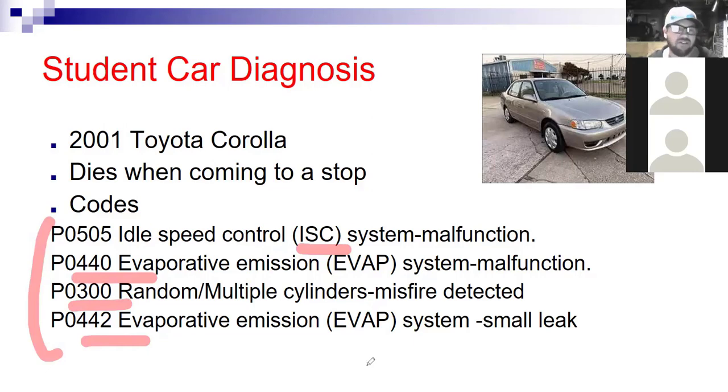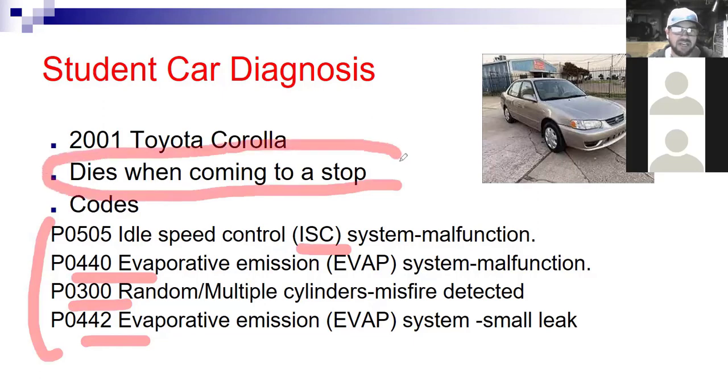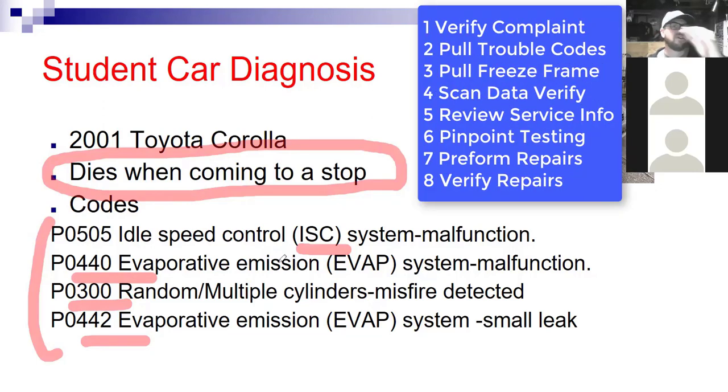My preference of how I would prioritize this is, what's the drivability complaint? It dies when it's coming to a stop. I'm going to attack the codes that I feel are directly related to that a little bit more. Now, if you think back to that 8-step troubleshooting process, we had verify the customer complaint. Well, we've done that. The car does die. It does have a check engine light on. And step 2 was pull codes. My step 3, with the pulling codes, of course, we would record that. We would look at freeze frame data, and I don't have freeze frame data on this car.